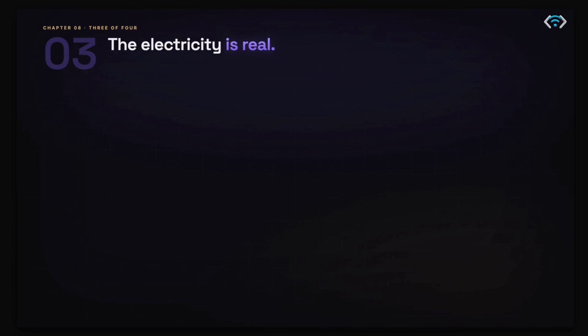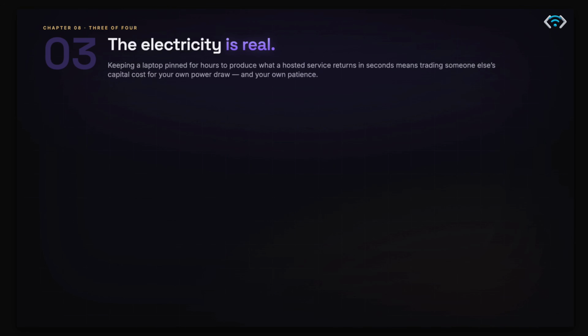3. The electricity is real. Keeping a laptop pinned for hours to produce what a hosted service returns in seconds means you're trading someone else's capital cost for your own power draw and your own patience. For most questions, most days, that trade doesn't favor local. It favors local completely when the material can't leave the machine, which is the honest case for this whole category.